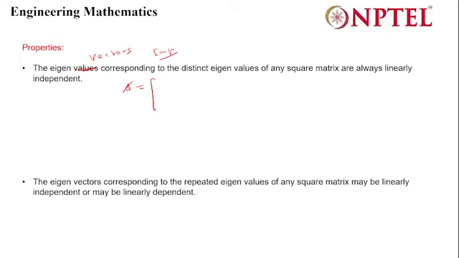So we'll again take a 2 cross 2 matrix. If you solve this, your eigenvalues will be lambda 1 equals 1, lambda 2 equals 4. Again, you'll find the eigenvectors. It will become 1, minus 1, and 2, 1.